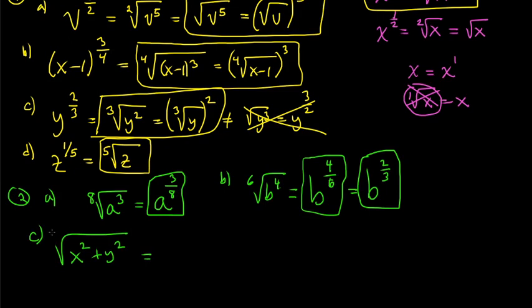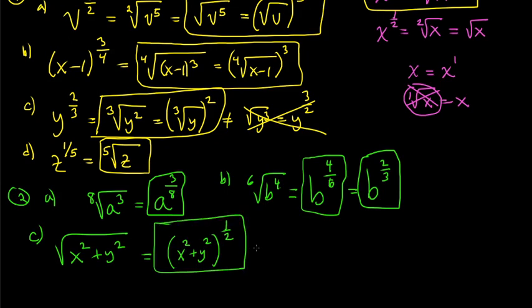Okay. So here the index, because we're not writing it, it's assumed to be a 2. Right? So this will be to the power 1/2. And what are we raising to the 1/2? Everything under the square root. And that's it.